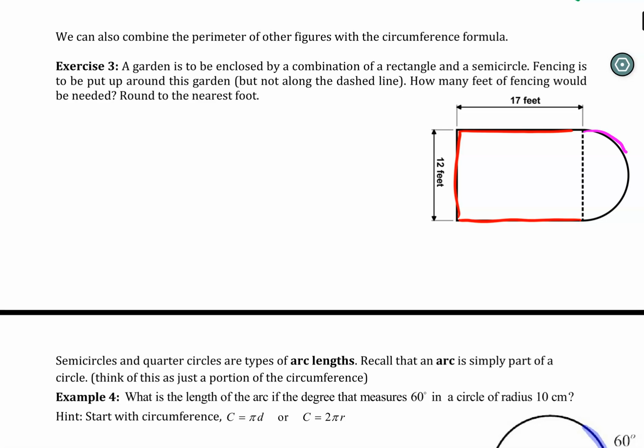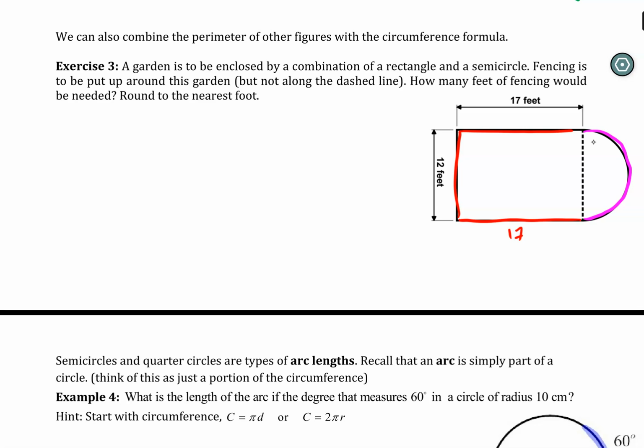And then I want to add this semicircle portion to that. Well, good news is it's a rectangle, so opposite sides are equal. So this is also 17. So this red portion is easy. Just add 17 plus 12 plus 17. It's the circular portion that we have to find out first.